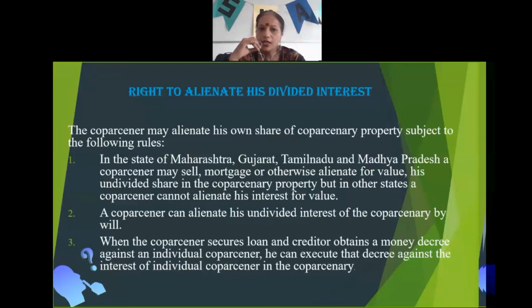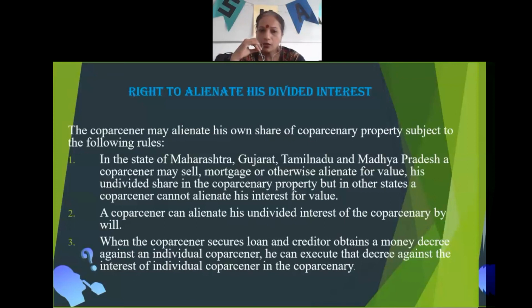Firstly, in the states of Maharashtra, Gujarat, Tamil Nadu, and Madhya Pradesh, a coparcener may sell, mortgage, or otherwise alienate for value his undivided share in the coparcenary property, but in the other states, a coparcener cannot alienate his interest for value. Next, the coparcener can alienate his undivided interest in the coparcenary by making a will.